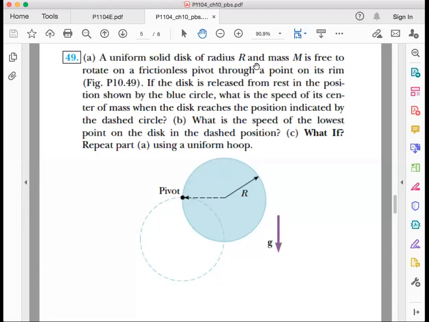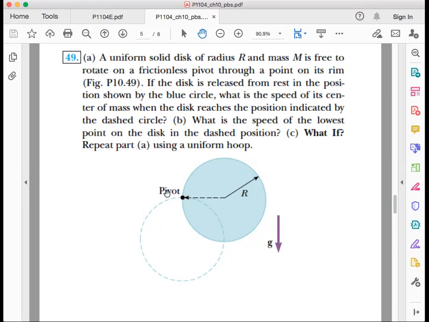Chapter 10, problem 49. A uniform solid disk of radius r and mass m is free to rotate on a frictionless pivot through a point on its rim, as you can see in this figure below. So this is the disk, and this is one of the rim points, the pivot. If the disk is released from rest in the position shown by the blue circle, what is the speed of its center of mass when the disk reaches the position indicated by the dashed circle, as you can see in here?